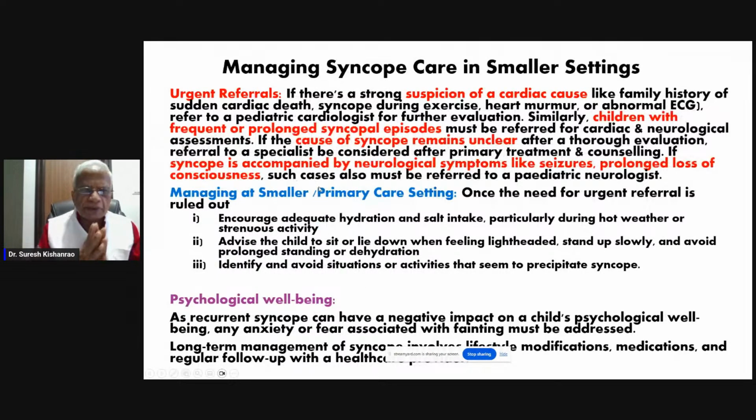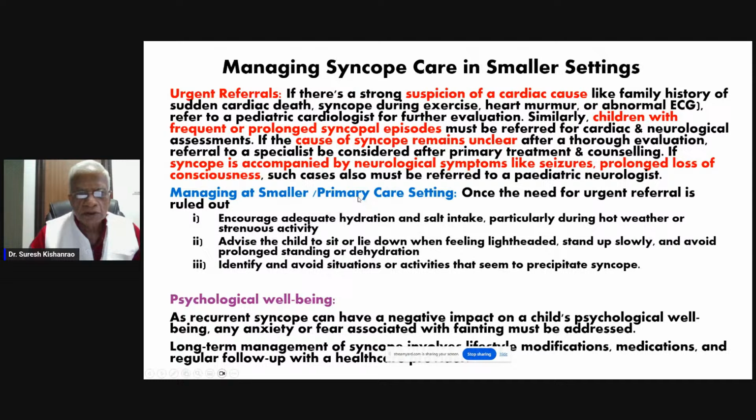Urgent referral, as I told you, is the key. When do you do that? First thing you must do is, if you are suspecting a cardiac cause, or a child is having frequent or prolonged syncopal episodes, or the cause of syncope remains unclear to you, or it is accompanied by neurological symptoms like seizures or prolonged loss of consciousness, then first thing you must do is refer.